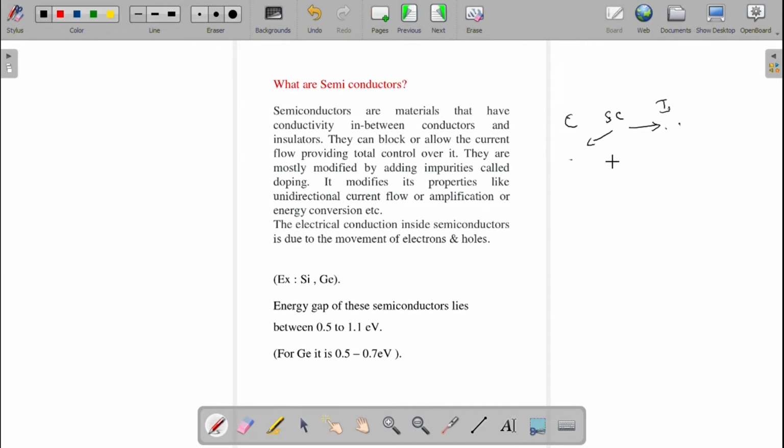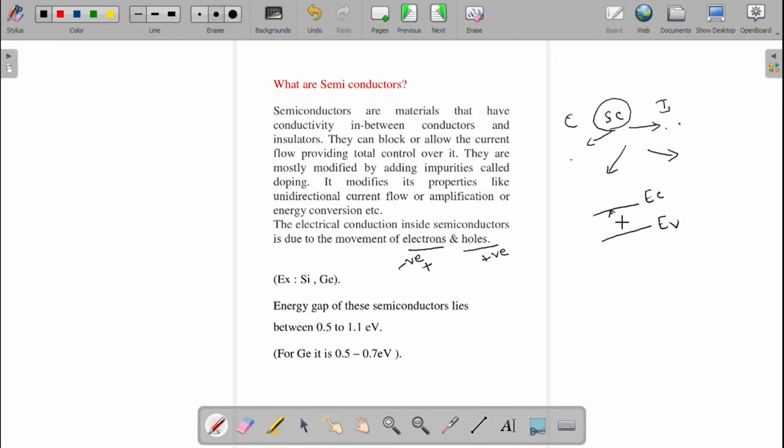What is the meaning? It can allow the current or it can block the current. It has total control over it. By means of adding impurities, its conductivity can be changed, so it will be used for different applications. Now the electrical conduction inside the semiconductor is due to electrons as well as holes. Electrons are negative charge and holes are positive charge, right? So the conduction is possible due to two charges, electrons as well as holes. So this is what you have to understand. And then the energy gap diagram, how can I draw? This is the valency band, this is the conduction band.